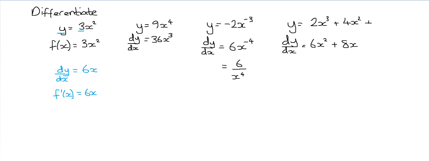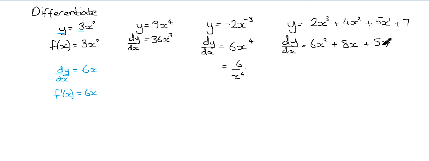But if, for example, I put a 5x there, please remember there's a 1. Now 5 times 1 is 5. If I reduce the power by 1, I get x to the 0. And you should know at this point, anything to the power of 0 is 1. So that's actually just 5.